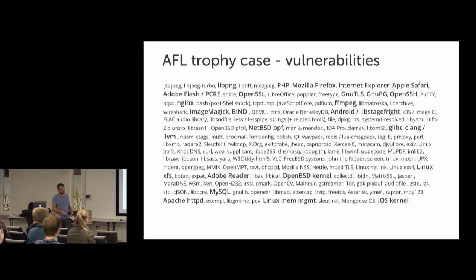And this is a Hall of Fame from the AFL website, where there are a lot of these. You can see Firefox, you can see iOS kernel, you can see MySQL, you can see all kinds of applications and OSs and things like that, where AFL has found vulnerabilities by fuzzing. So it has quite a good reputation for finding bugs in basically everything that's written in C or C++.